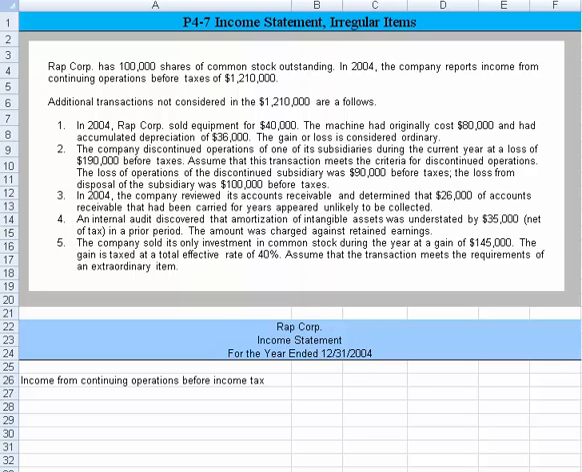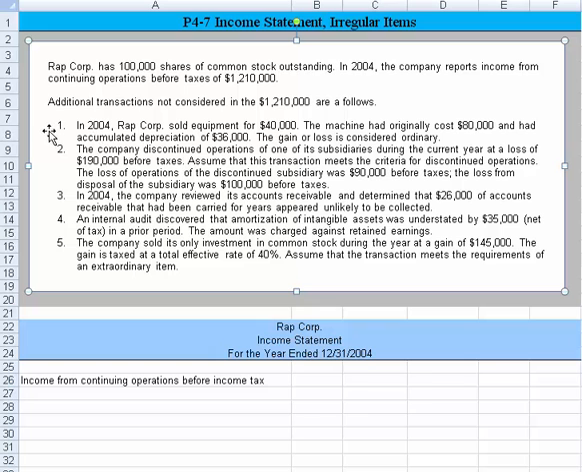Okay, let's take a look at problem 4-7, which is an income statement which deals with some irregular items. The problem appears in front of you. Wrap Corporation has 100,000 shares of common stock outstanding. In 2004, the company reports income from continuing operations before taxes of $1,210,000. Now, there's some additional transactions not considered.